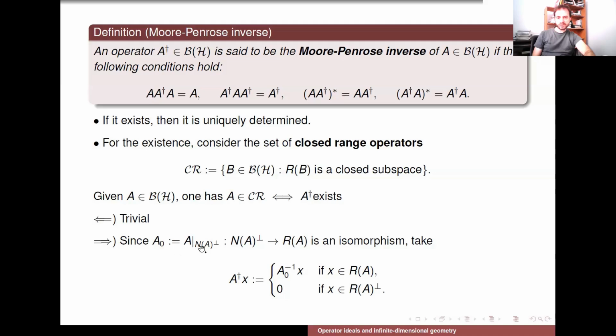And for the forward implication, we write A0 for this restriction of A from the orthogonal complement of the null space to the range. Due to the open mapping theorem, this is an isomorphism. So the Moore-Penrose inverse can be seen to be defined as follows: the usual inverse of that operator, and then in the other part of the space it is 0.